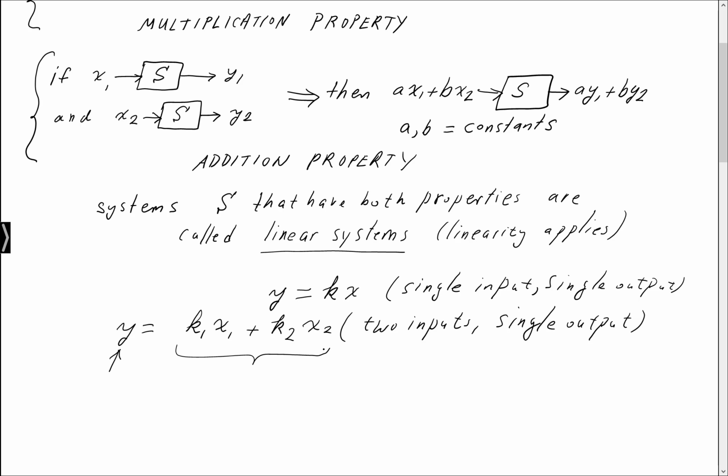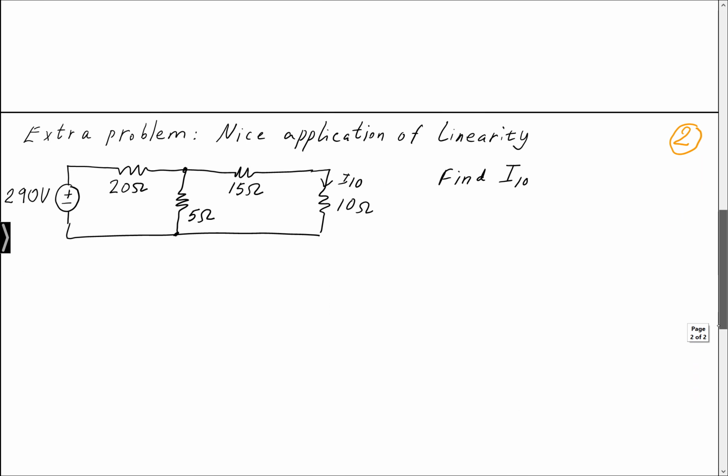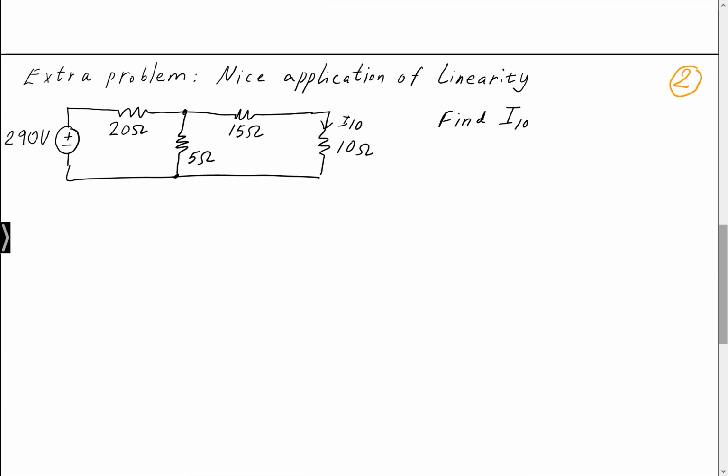So how do we use this in a problem? Again, I have some kind of problem to show you how to do this. So let's say we have this. It's a simple circuit, and there are different ways of solving this. This is not the only way, but I just want to illustrate the property of linearity to you. Again, it's a simple problem: one input, one output.